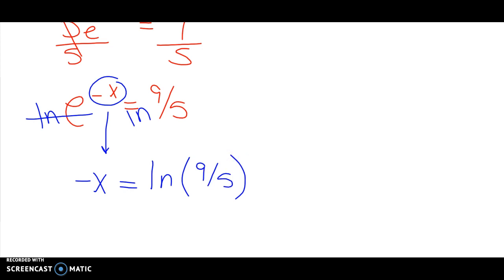Now x is not quite by itself yet. What's the last thing I need to do? Yeah, I need to get rid of that negative, so divide both sides by negative 1. That's just going to flip your signs. So my final answer would be negative natural log of 9/5.